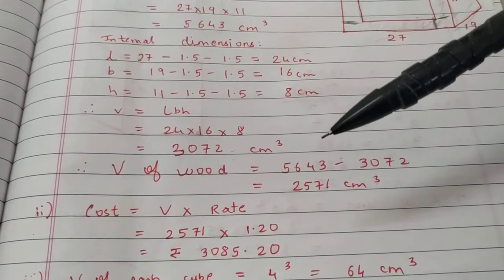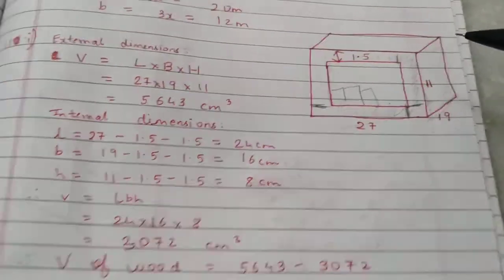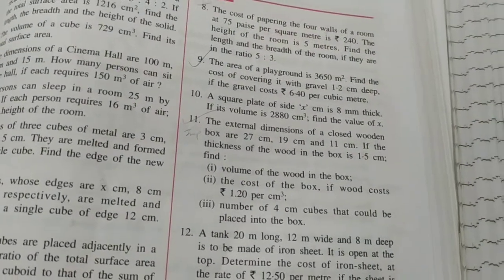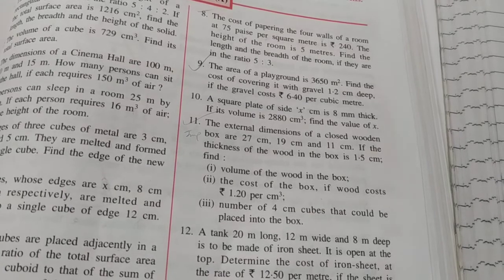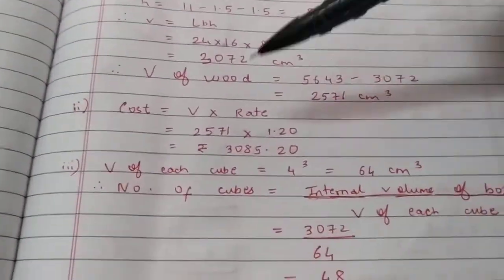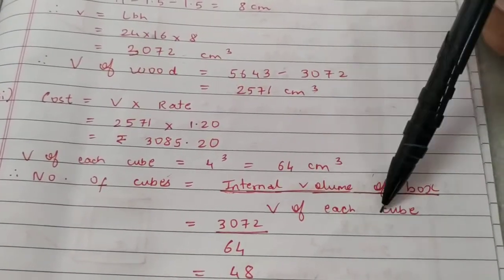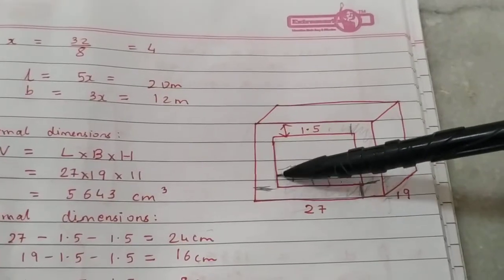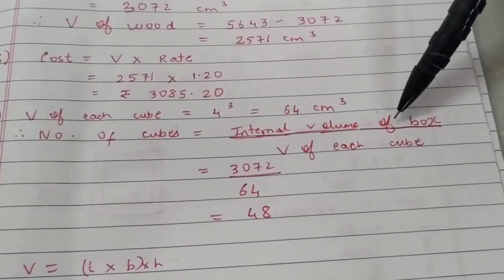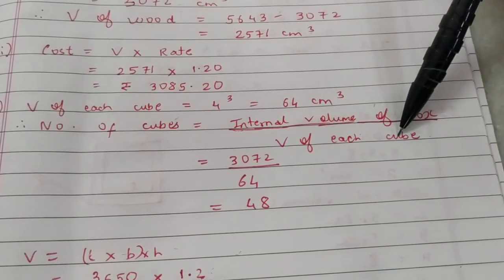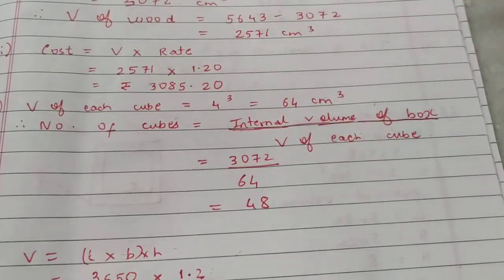And third one, if you want to fit it with small cubes, each with an edge of 4 centimeters, how many such cubes would fit inside it? So the number of cubes would be the internal volume of the box upon the volume of each cube, because the cubes will fit only in the internal volume. Internal volume we have already found. Volume of each cube is 64 and we get the answer as 48 cubes.